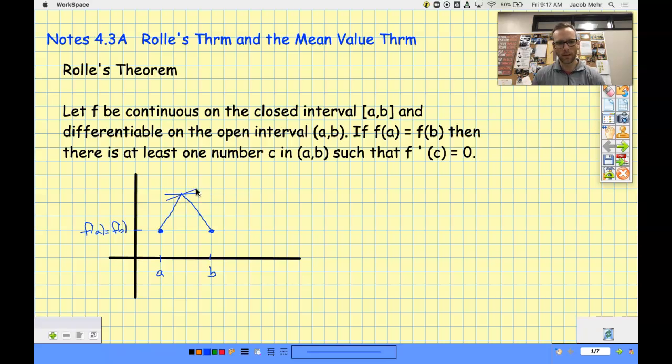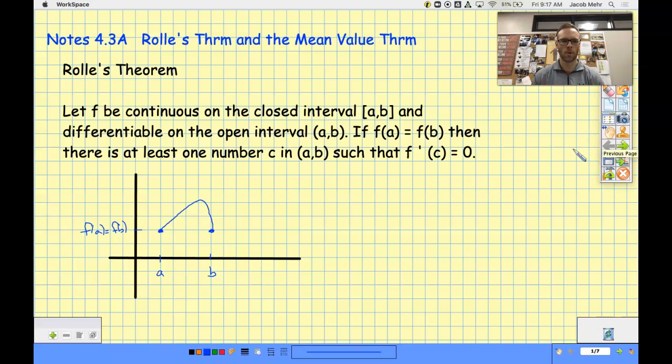Remember this point, it kind of looks like a mouse's nose or something looking down. This point is not differentiable. We did not meet the criteria here of Rolle's theorem. It has to be differentiable on the open interval, so that doesn't work. I didn't beat it. I could try to beat it by doing something like that, but then I didn't meet the continuous part. Any continuous and differentiable function has to have a c in (a, b) such that f prime of c equals 0.